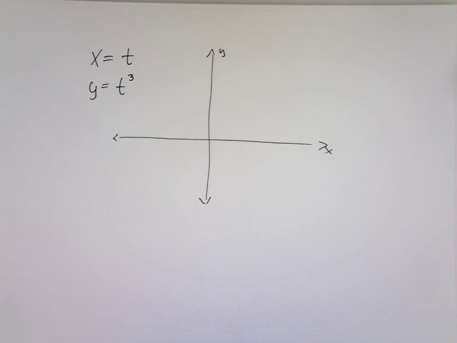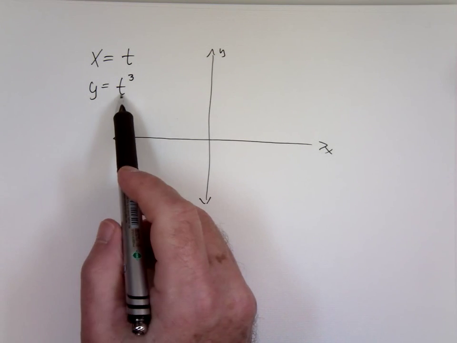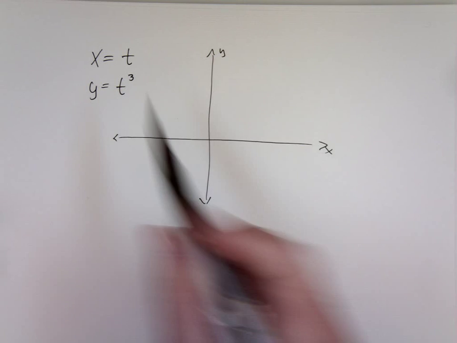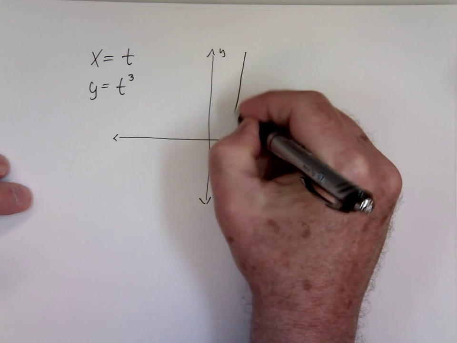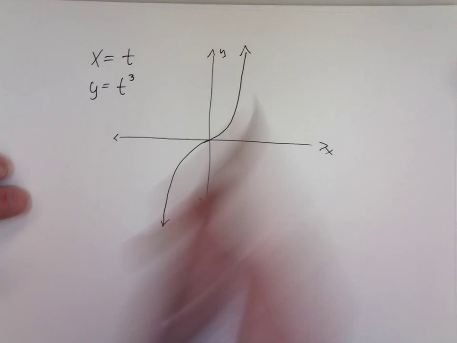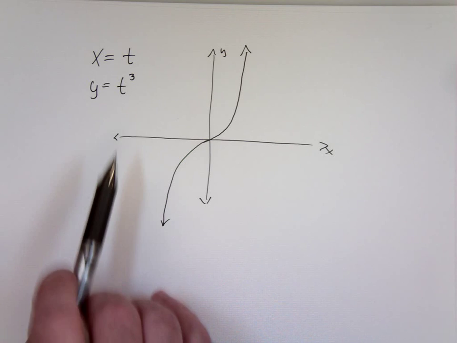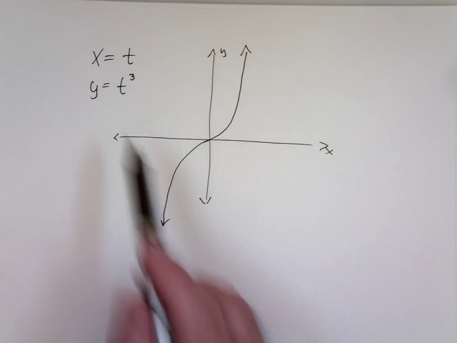Well, since y is t cubed and t is x, you get y equals x cubed. So you get this as your graph. But the question is orientation, which, I shouldn't have put these arrows on the end here, but anyhow. When you start t at 0, you start at the origin here.